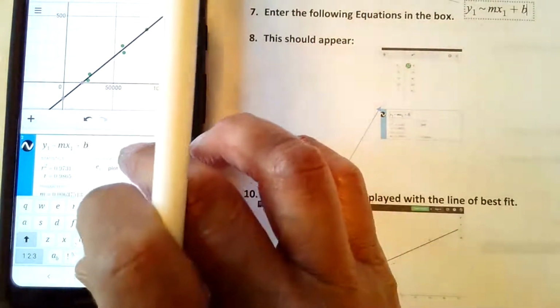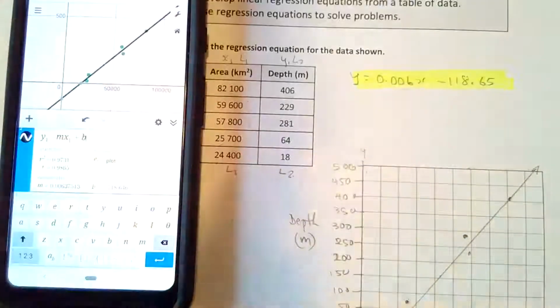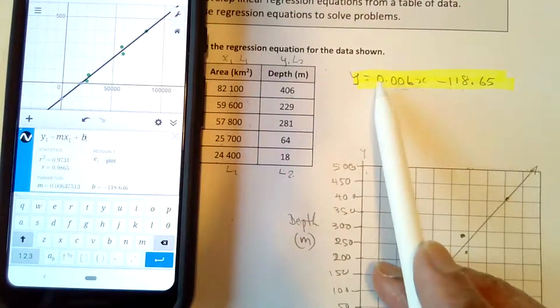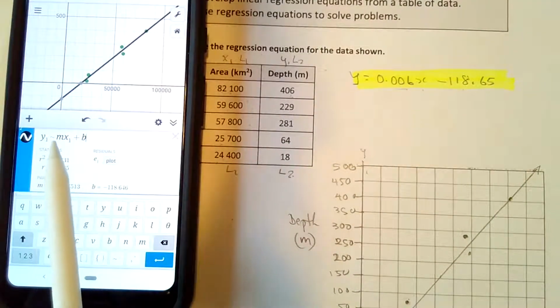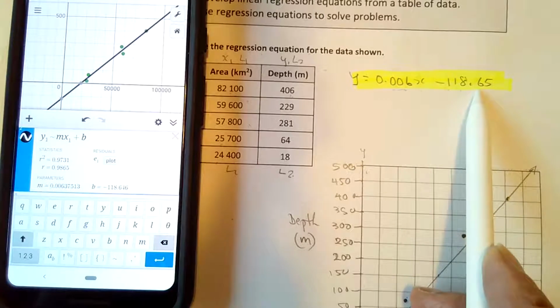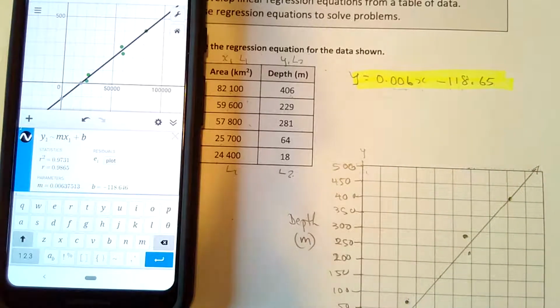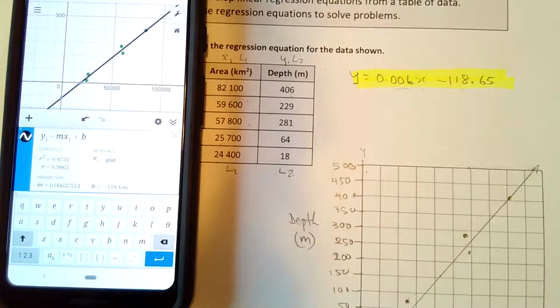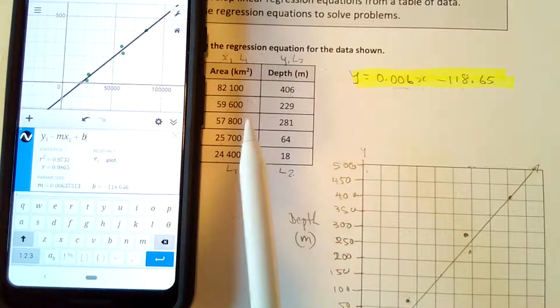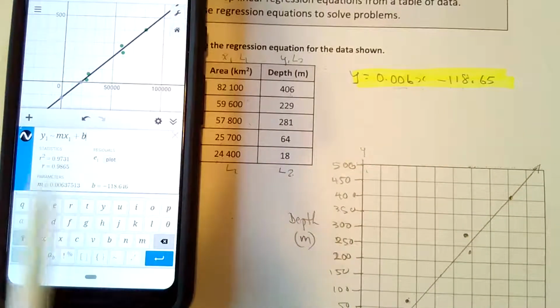Notice my equation now is similar to what we had. Let's go back to what we have. Y is equal to, now, m is 0.0063, so 0.006. And y is negative 118.65. So we have the exact value as the graphing calculator for our regression equation. So this is our regression equation. So you have to read it off here.